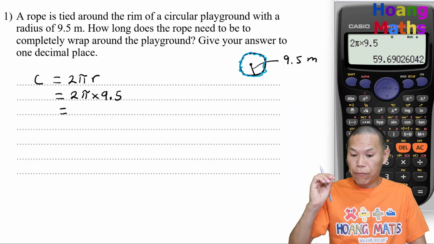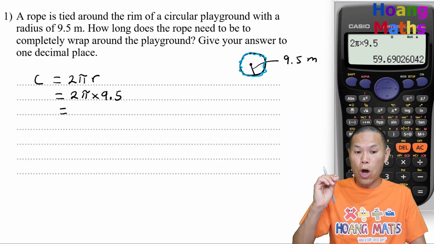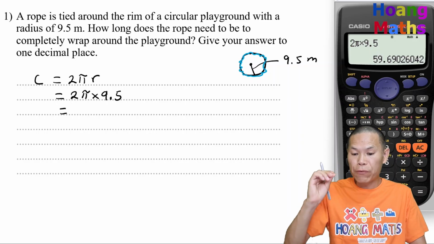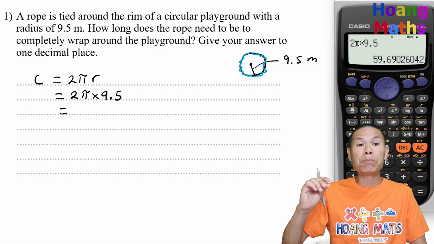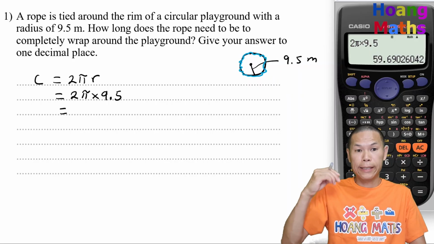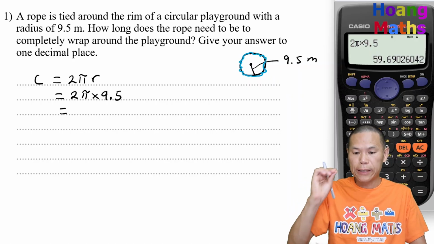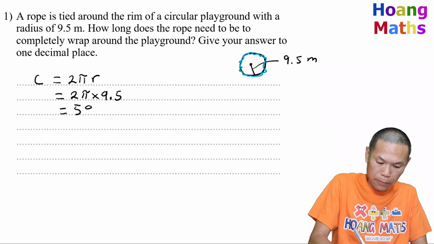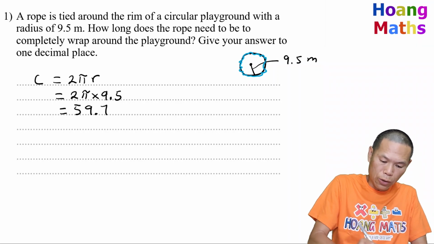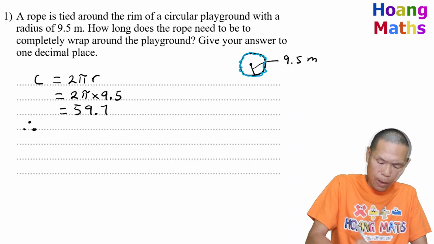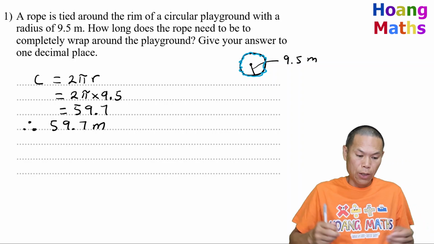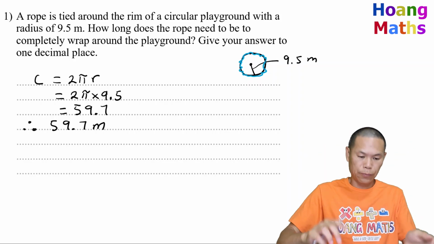So there you go, 59.69 and so on. And the answer is correct to one decimal place. So 59.6 becomes 59.7 because 6 plus 1 is 7. So 59.7. Therefore, the length of the rope is 59.7 meters.